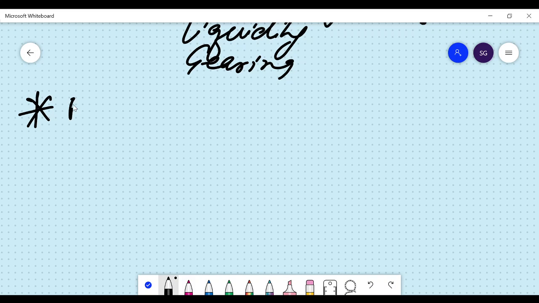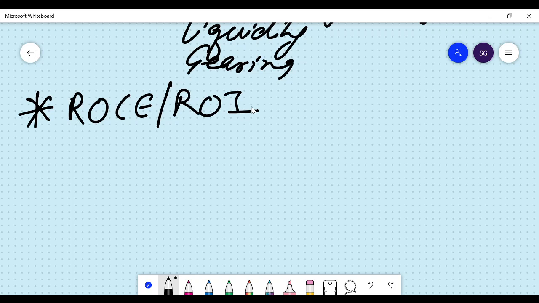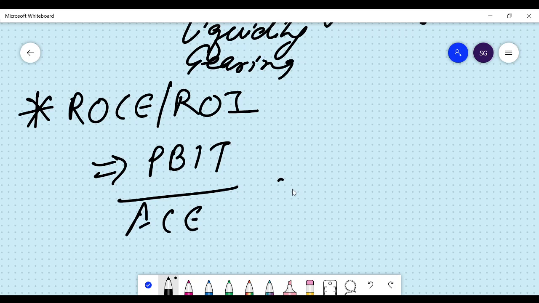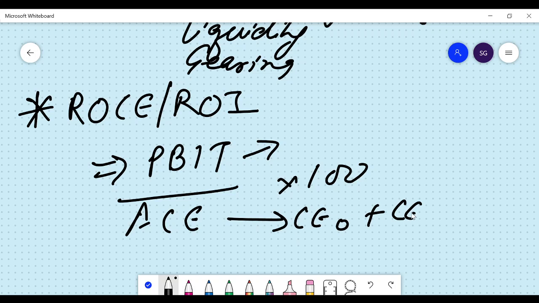Next topic that we have is return on capital employed or return on investment. It indicates productivity of capital employed. The formula is profit before interest and tax divided by average capital employed into 100. We know what is profit before interest and tax. Now how to calculate average capital employed? This is the capital employed at the start of the year plus capital employed at the end of the year, the average of both.